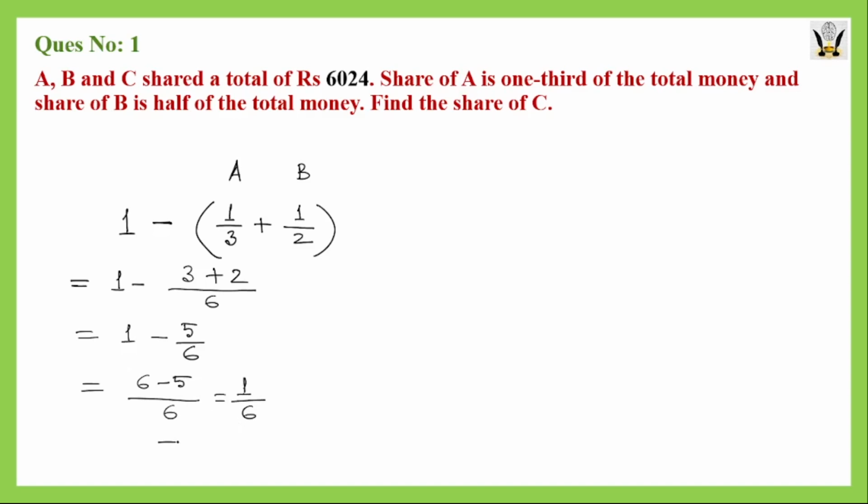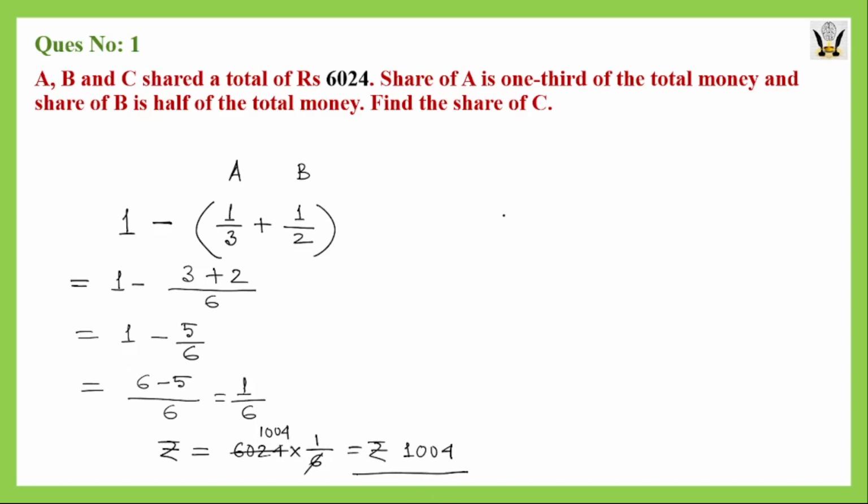And in terms of money, if we want to find, then it will be rupees, total money is 6024 and this is the part shared by C. So it will be 1, 0, then 6 4s are 24, so 4. So it will be rupees 1004. So this is one of the ways how we can find.